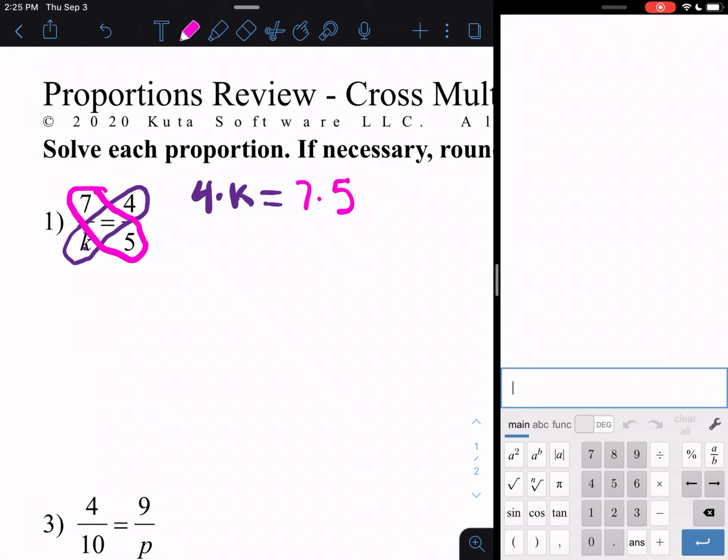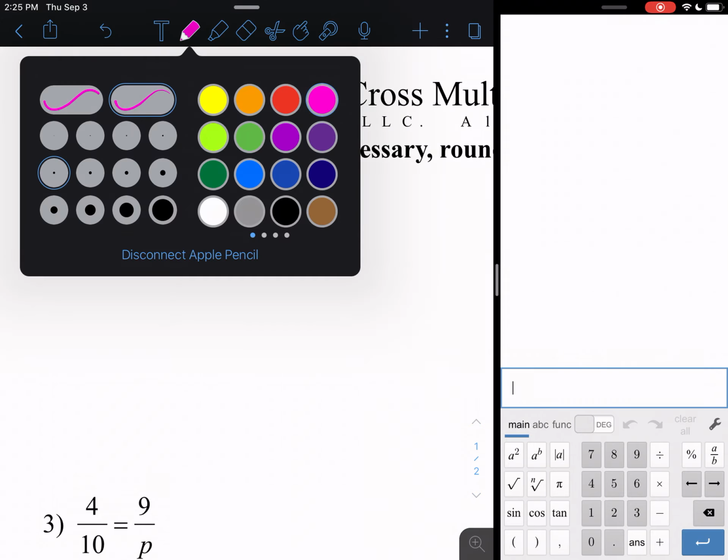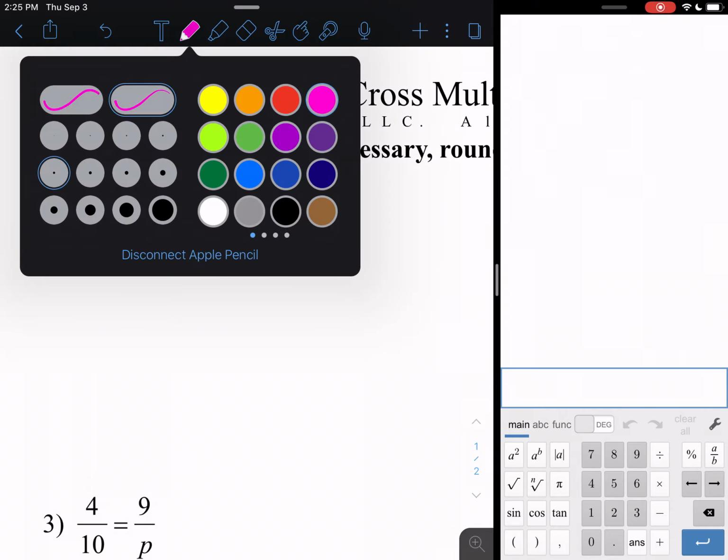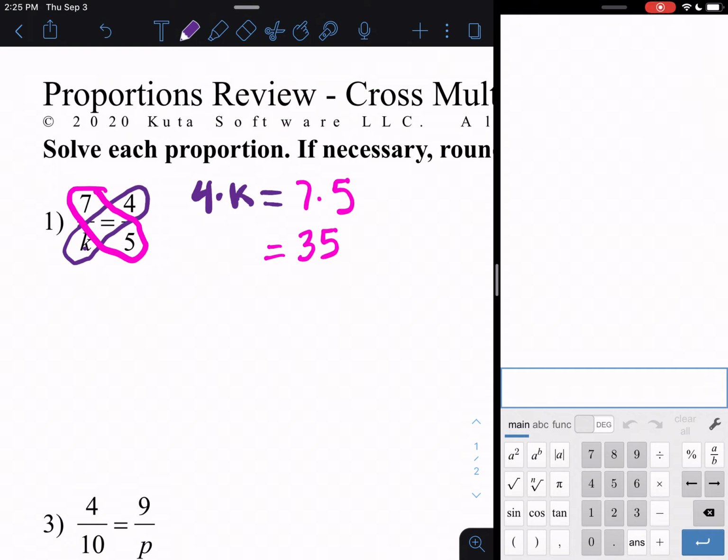And now I'm just going to simplify those multiplication problems. So I guess I can start with my pink since I already have it. So 7 times 5 is 35. So I just write 35 and bring down my equal sign. And then on my 4 times K, I don't actually have to show that times sign, that dot. I can just write 4K. And so now we see this problem that says 4 times some number equals 35. And so then you can ask, well, how do I find that number? And you find that number by dividing both sides by 4.